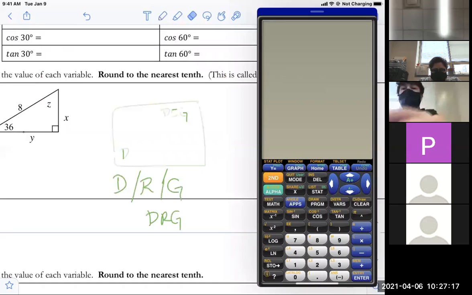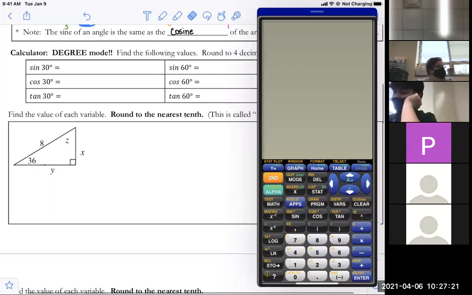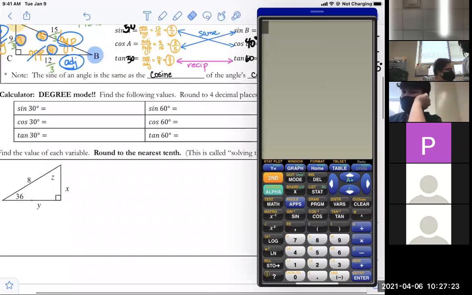Okay, go ahead and just type in the calculator sine 30, tangent 30, cosine 30. Just go ahead and fill out that table. You're rounding to 4 decimal places.